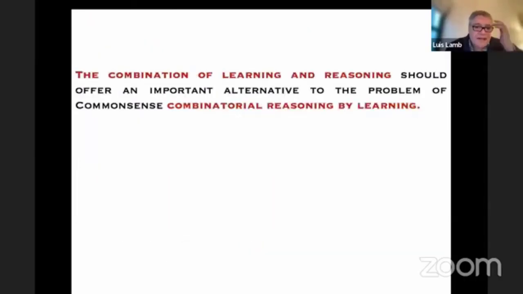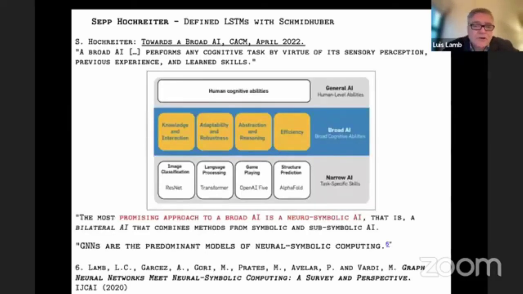Okay. Finally, what I mentioned here is another paper that was published in the Communications of the ACM. It was a paper published this year in April 2022. And Sepp Hochreiter, who is one of the pioneers of long short-term memories, one of the predominant approaches in deep learning, put forward the case for neurosymbolic AI.